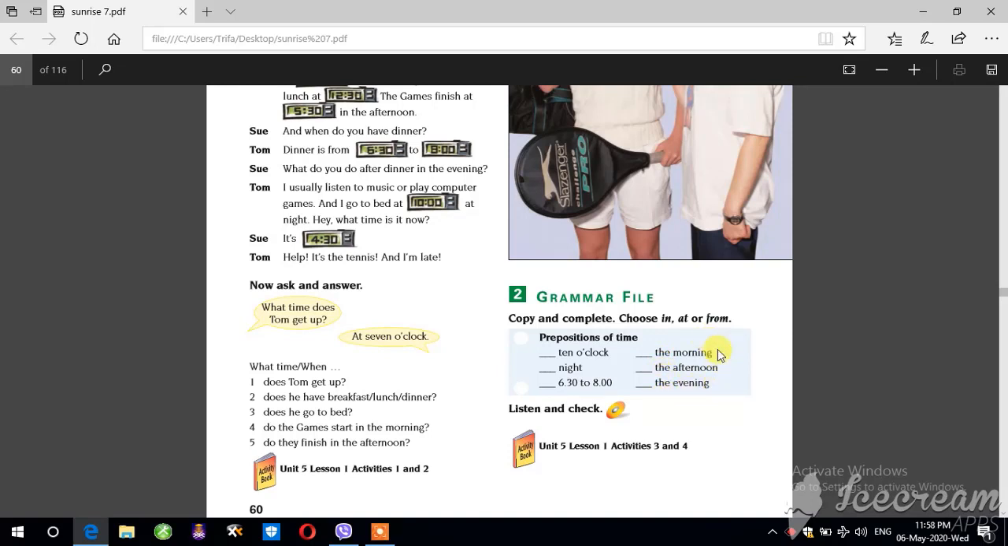Here we have the morning, the afternoon, the evening. For all of them, we have to write down in this blank: in the morning, in the afternoon, in the evening. In is used with all of them.